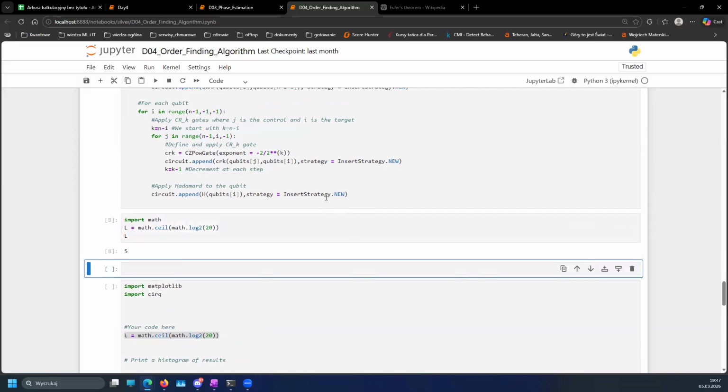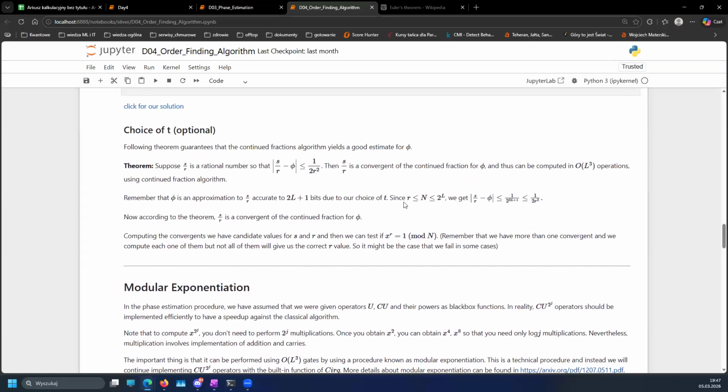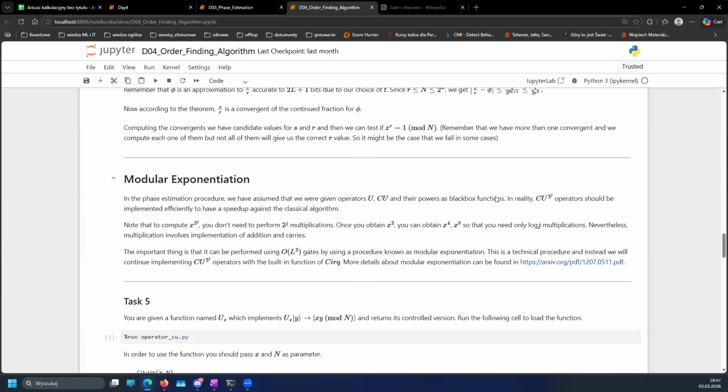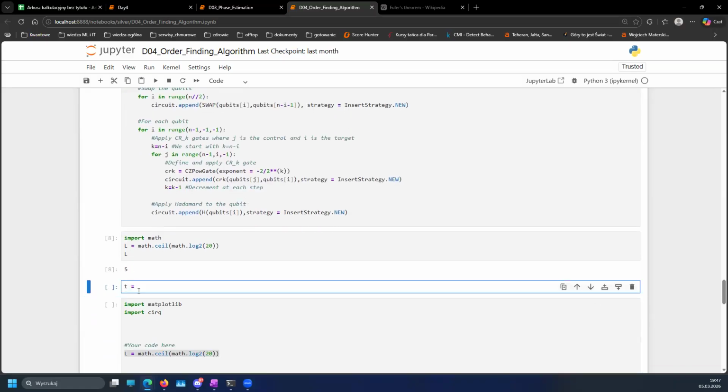And as the choice for t, we have here an instruction about how to choose an optimal value for t. Yes. So it will be equal to, I'll call it num t. It will be equal to 2 times L, which we already calculated, plus 1, plus, and then the rounding up function, ceil, not log, and base 2 plus.